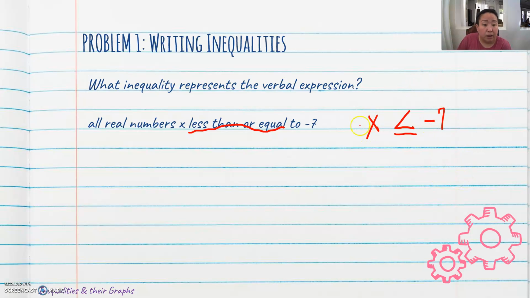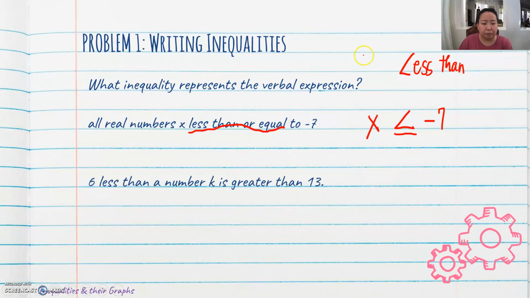Now, quick reminder here, if ever you are still getting confused which one is greater than and which one is less than, when you have less than, just imagine the word less than. It starts with the letter L, and so the less than symbol looks like the L. So that's one clue that you can think about. Here we have this expression: 6 less than a number k is greater than 13.